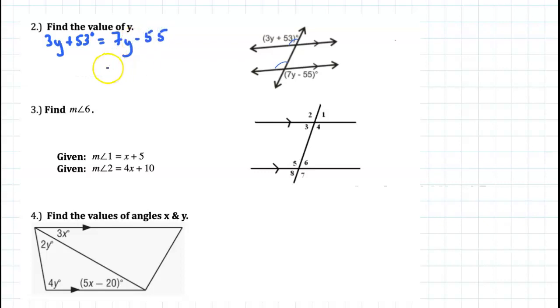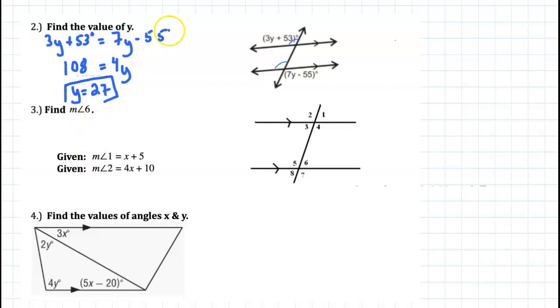Okay? So I'm just going to combine the like terms. Subtracting 3y from both sides will leave me with 4y on the side. And then I'm going to add 55 to both sides. So that would be 108. If I divide by 2 and then 2 again, 54, and then divide by 2 is 27. So y is equal to 27. That's good. So we found the value of y.